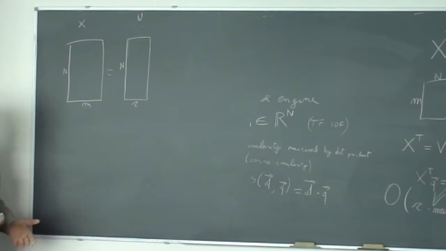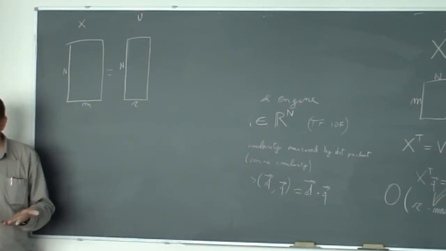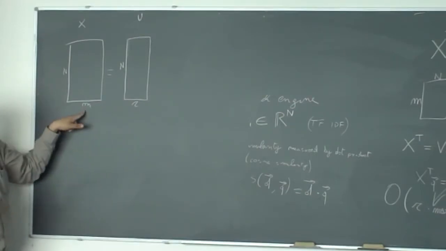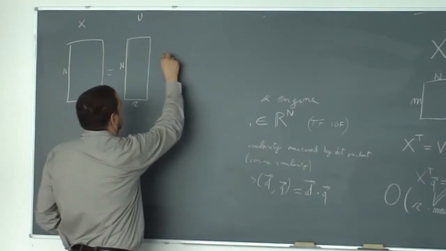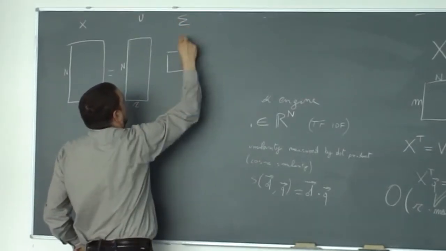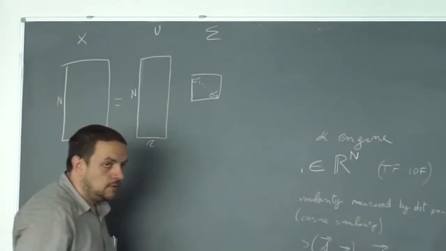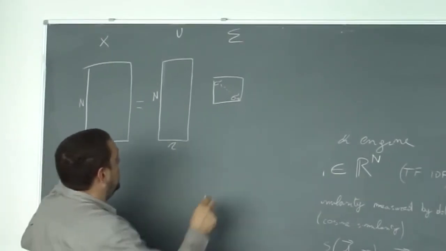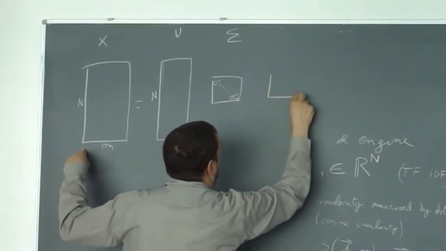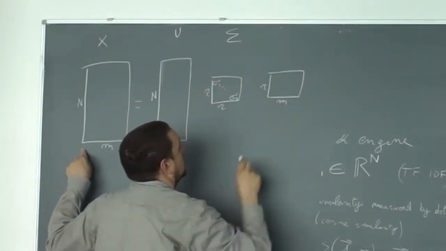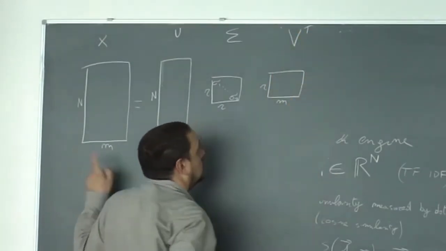Okay, so let's assume the worst case. The worst case is when the rank is as large as possible. So in this case, r is equal to the smallest of the two, so it's m. Then we have a matrix sigma with values of sigma 1 down to sigma r. And finally, an R by M matrix, which we call the V transpose here.